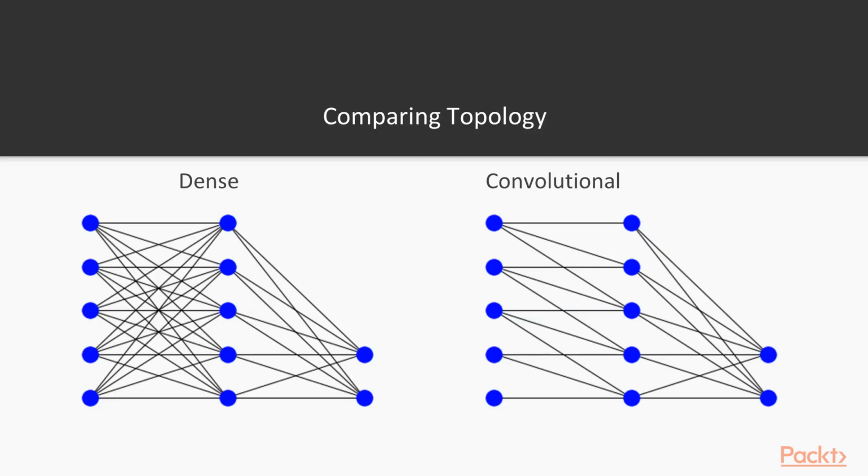So here's a diagram to give you a sense of the different topologies. In a dense network, you can see every one of the inputs on the far left is connected via parameters to every one of the outputs on the far right. So there's a huge number of computations going on.